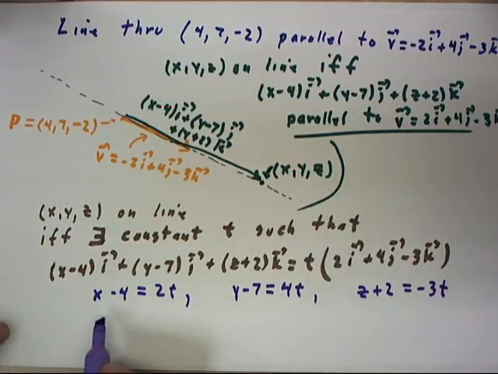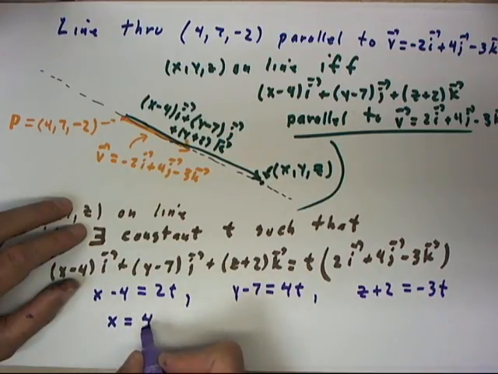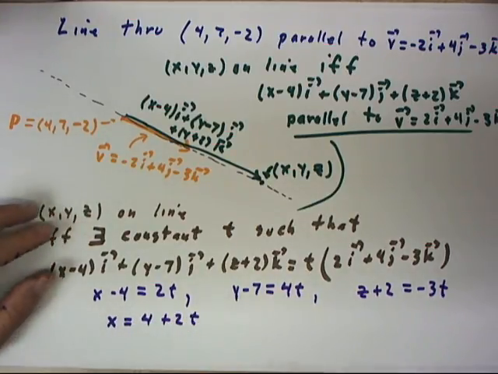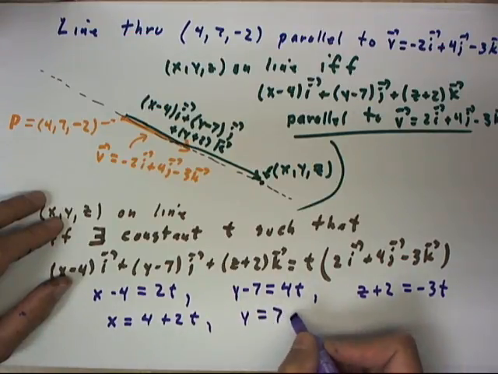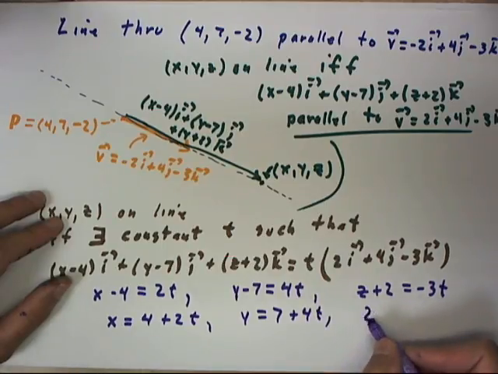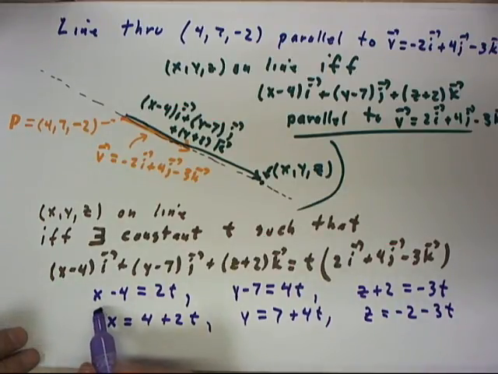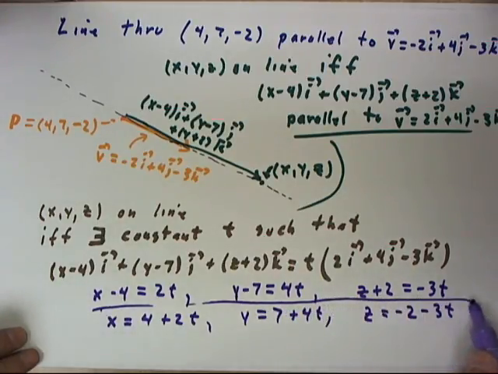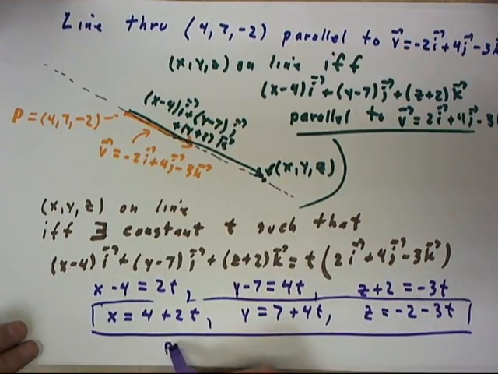There are two things we can do with these equations. One thing is we solve for x, we get x equals 4 plus 2t, and y equals 7 plus 4t, and z equals negative 2 minus 3t. In this form where we solve for x, y, and z, these are called parametric equations.